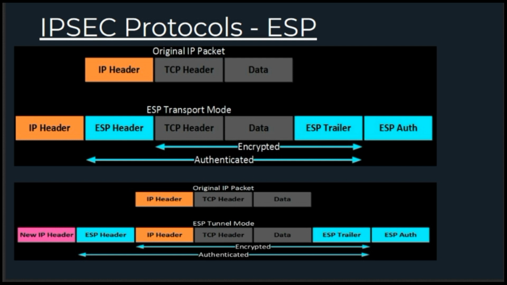ESP in tunnel mode. So we use a new IP header, which is useful for site-to-site VPN. It's similar to transport mode, and we add a new header. The original IP header is also encrypted.